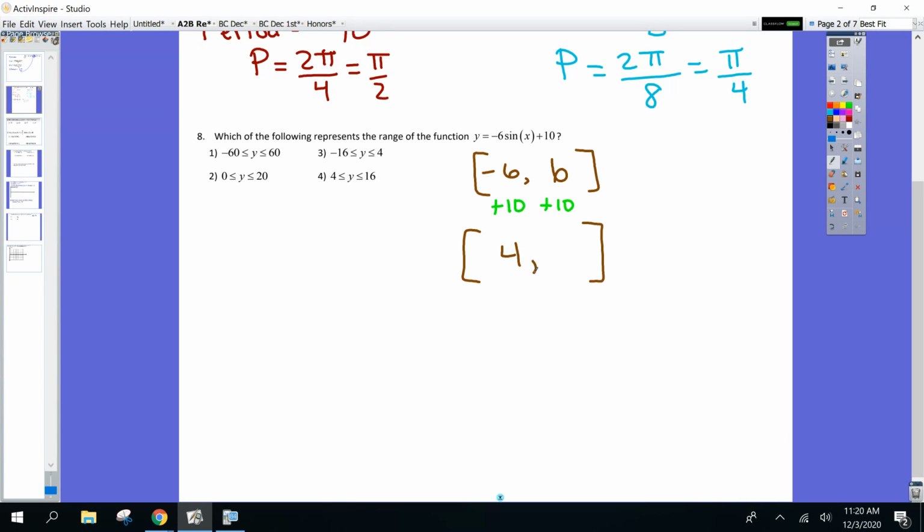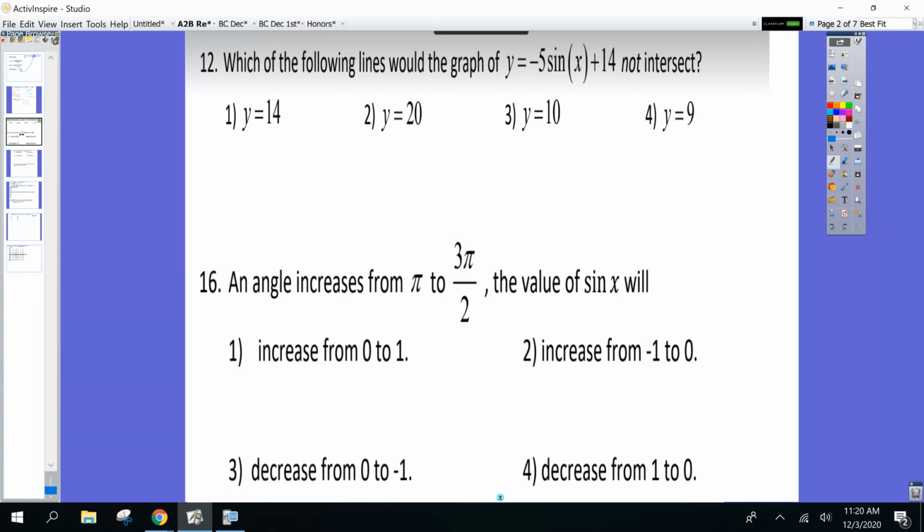4 to 16. So it's going to go down to 4, up to 16, which means the only choice I can have here is 4. Nick, you good there? Yep. Okay. Everyone else okay on how to find the range? All right, let's move on then. If no one's got questions, please stop me.